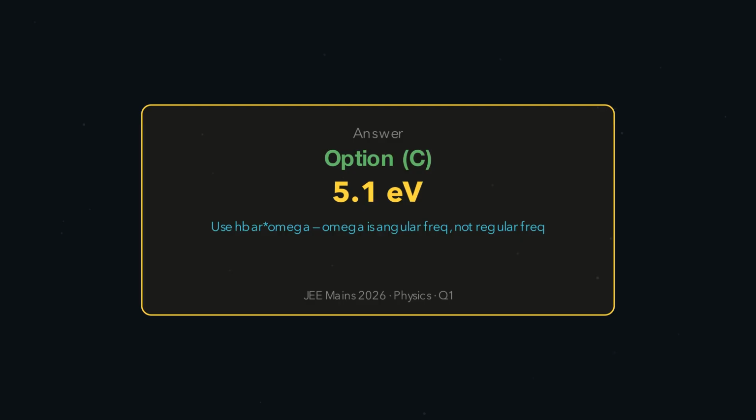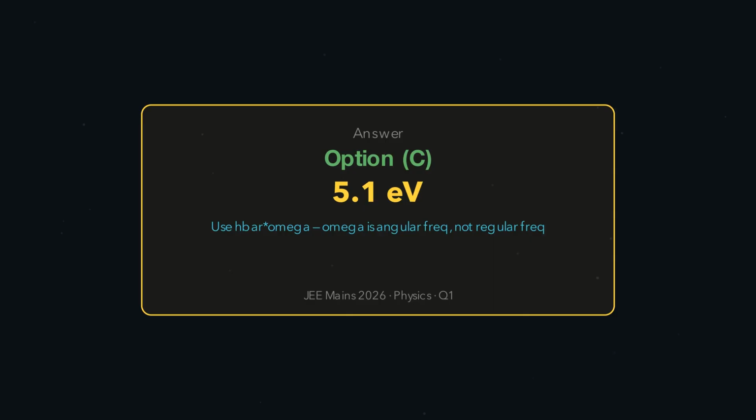In the photoelectric effect, only the most energetic photon determines maximum kinetic energy. So we take omega max equals 12 times 10 to the 15 and ignore the smaller frequency entirely. 1 photon hits 1 electron, and the highest energy photon wins.